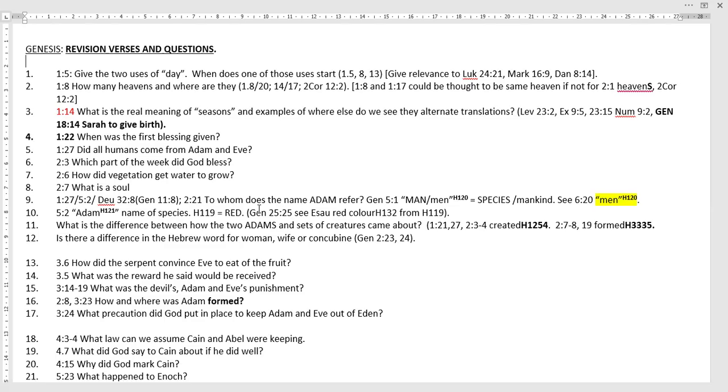Okay, and Daniel chapter 8, verse 14, remember that. In Daniel chapter 8, verse 14, again, if you use the King James Version, because in some other Bibles they have translated the word first day to Sunday.